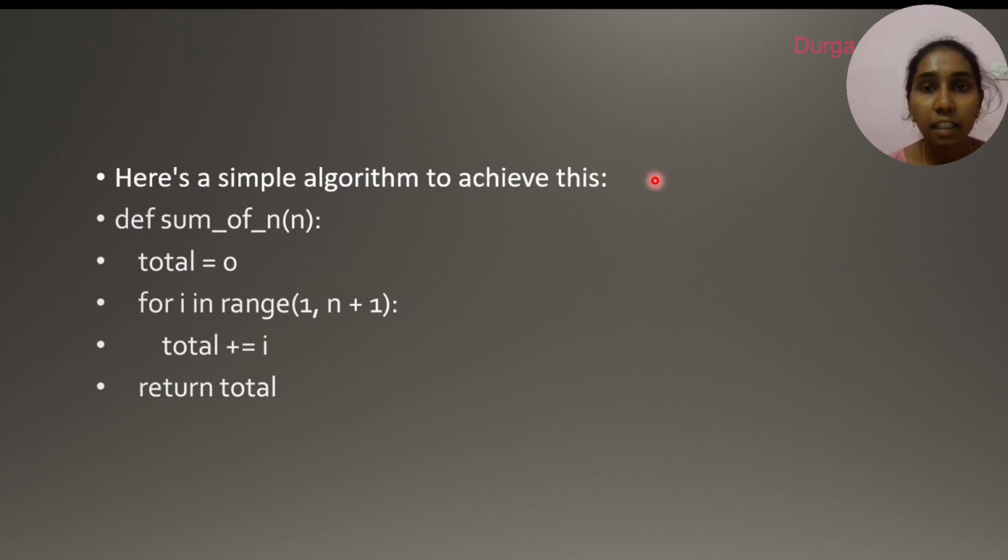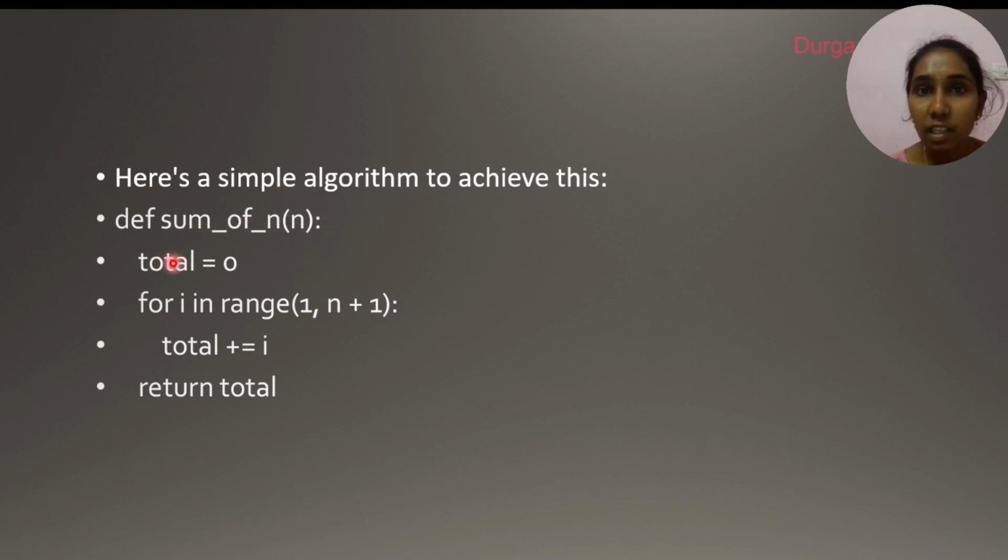Here is a simple algorithm. Def sum_of_n. This is a simple Python example. Sum_of_n is the function name, and I'm passing n, suppose the n value is 5. This algorithm is used to find the sum of n values. For example, I want to find the sum of 5 numbers. The sum of 5 numbers is 15: 1 plus 2 plus 3 plus 4 plus 5. So here n contains 5.